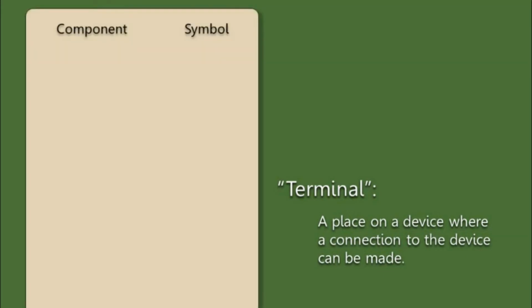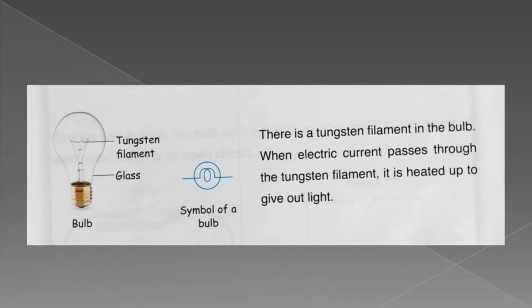Here are some very common electrical devices and their symbols. A lamp is a common electrical load. Recall from the last section that a load is a device that converts electrical energy into some other form of energy. A lamp is a load that converts electrical energy into light energy.